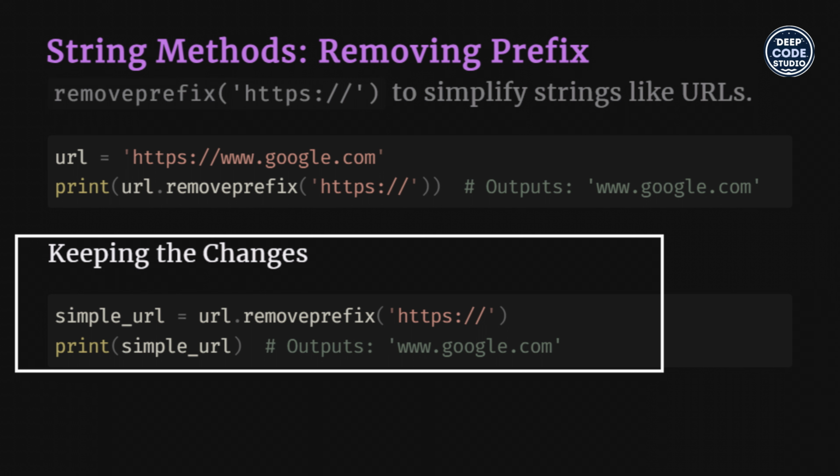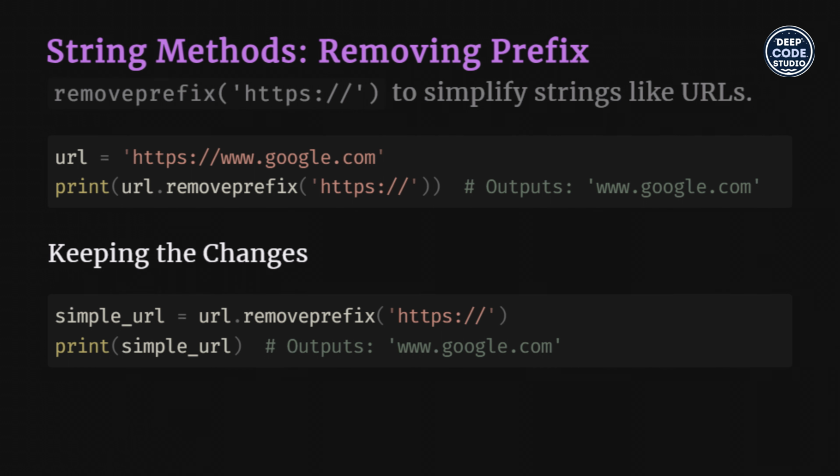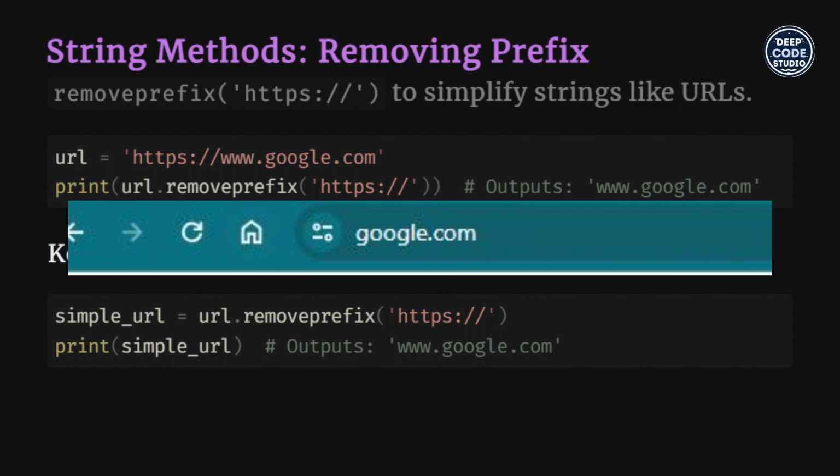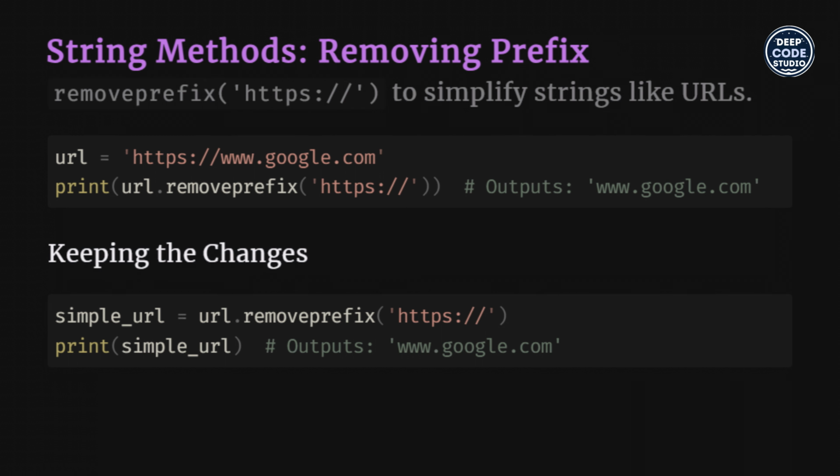And this is really helpful in applications like your internet browsers. When you see URLs in your web browser's address bar, often without https, it is because the browser is effectively using a similar method to removeprefix to streamline the display. This makes the URL easier to read and saves space in the user interface. By mastering this method, you can control how information is presented to the end user or to anyone, and it also ensures that only the most relevant parts of the string are visible or processed in your application.